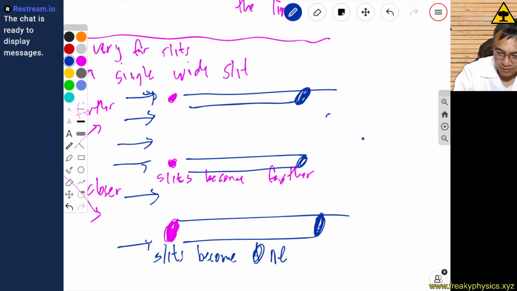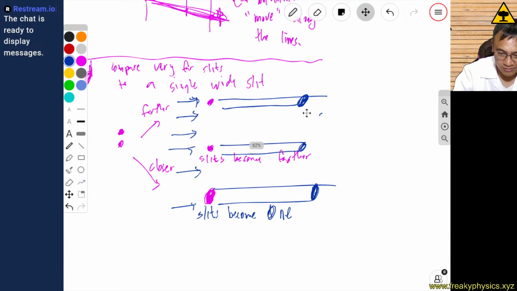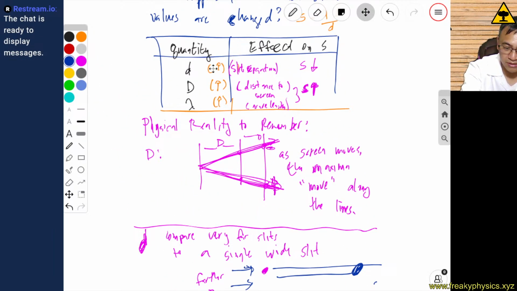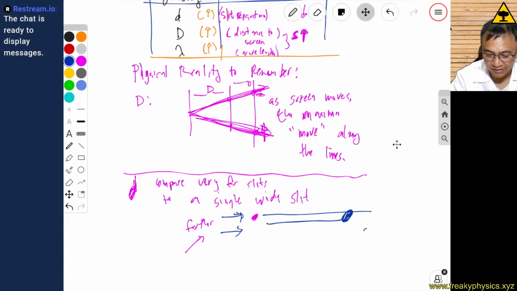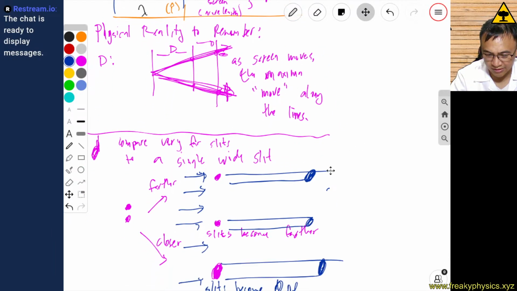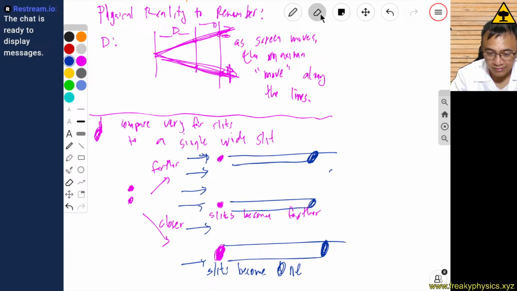Let's go back to the equation before we continue. In the equation, you see here that when you increase the d, you're decreasing the distance between the maxima. Again, when you're increasing the small distance d, you're decreasing this. Now, why is that the case? Or rather, how do we remember that? If you can do this from the equation straight away, go ahead and do that.